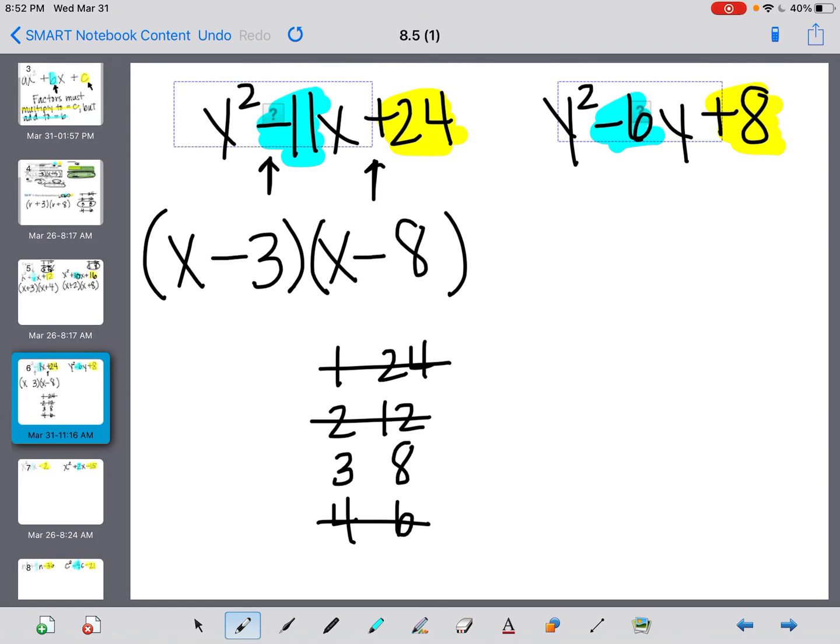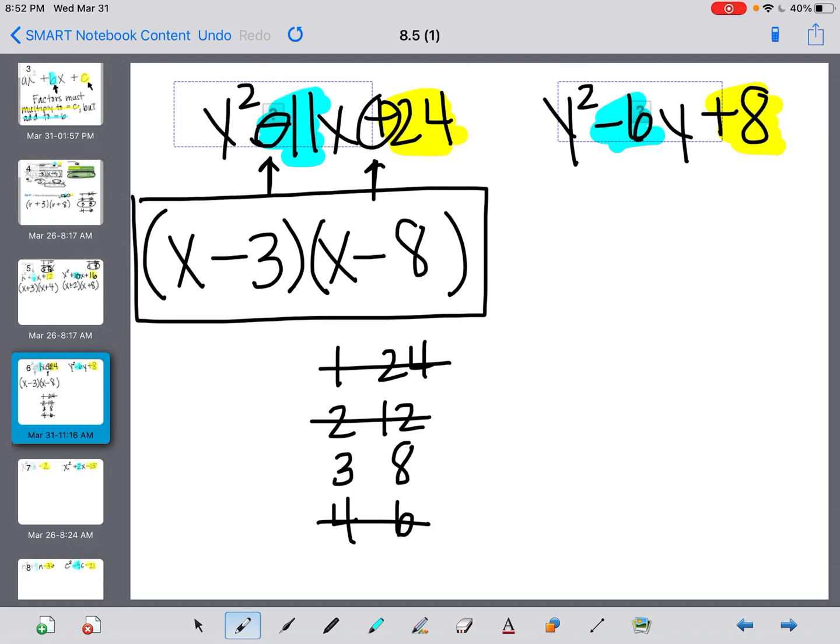I would need them both to be negative because when I multiply two negatives together, I get this positive that I need. But when I add two negatives together, I get this negative that I need. So your final answer will be x minus 3 times x minus 8.